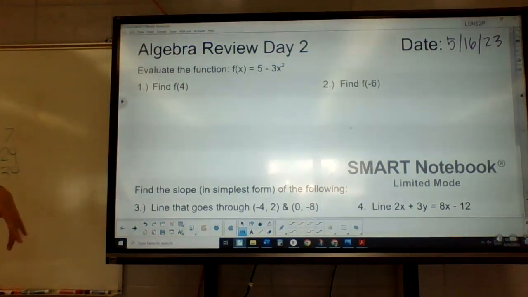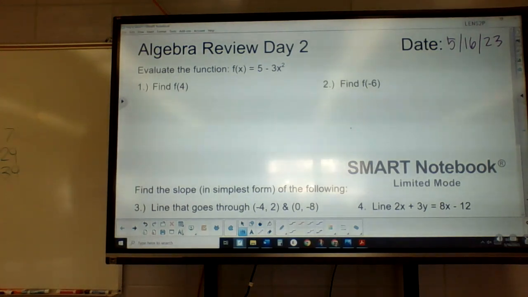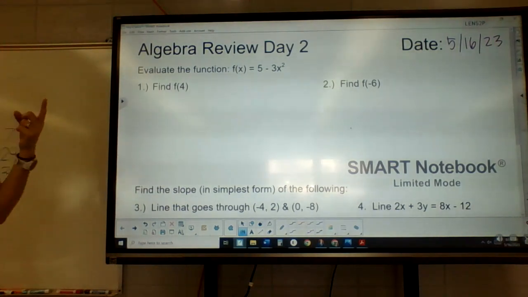Okay, so what does f of 4 mean? Does anyone remember? Function. F is function, and then what? I heard it. F is 4. Not f. The x is 4.